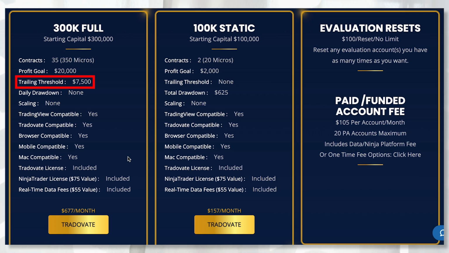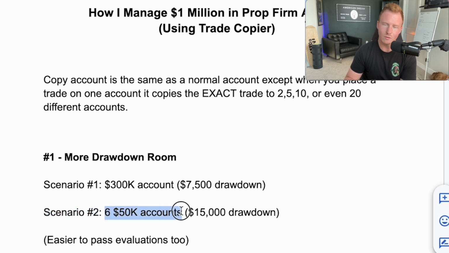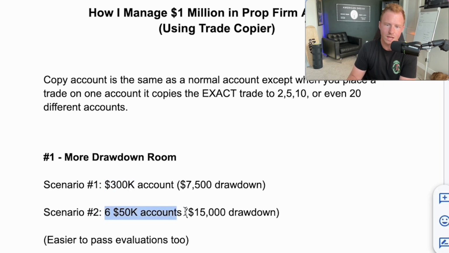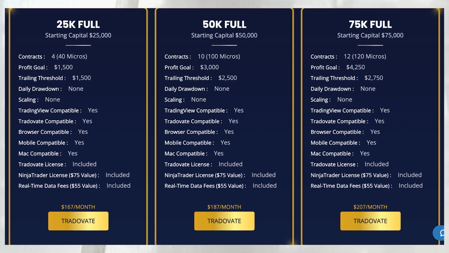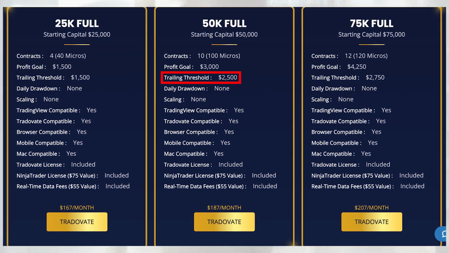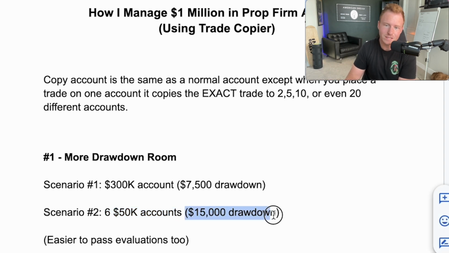Now, here's the same scenario. If you buy 6 of the 50K accounts, what happens? If you do 6 times 50, that also equals 300,000, so it's the same exact amount of money you'll get funded with. But if you look at the 50K accounts, you get $2,500 worth of drawdown per account. So if you do 2,500 times 6, you get a $15,000 drawdown.